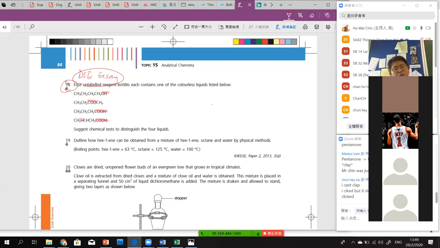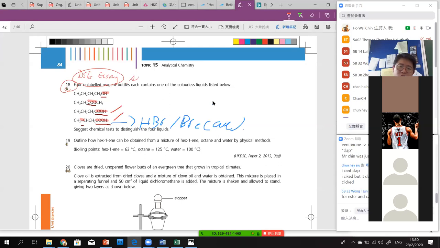You need to circle those functional groups and pick one out. Each of you may have a different way. So I would like you to give me a sequential test to distinguish them. Do you know what it means by sequential?